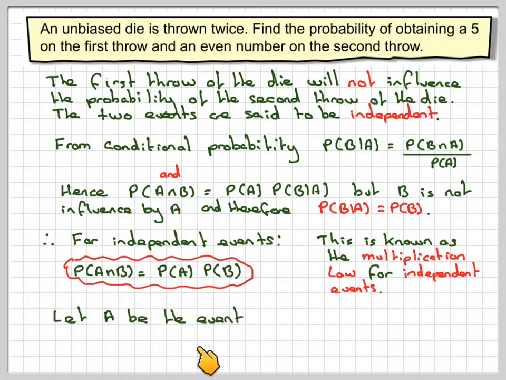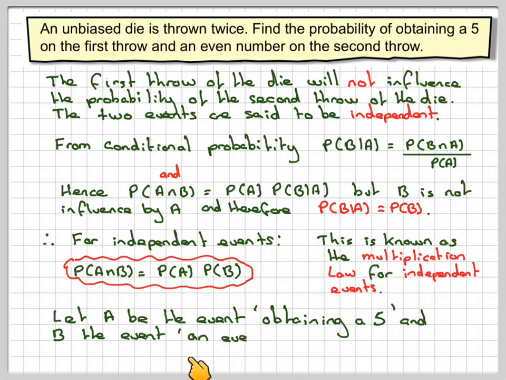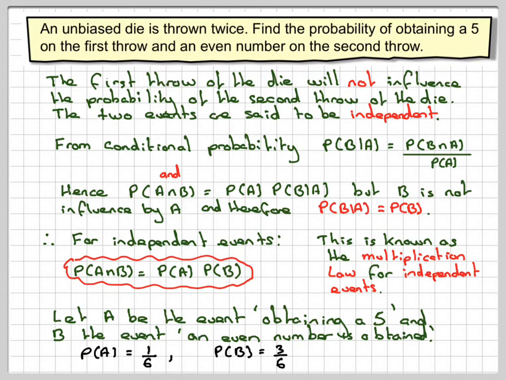So let A be the event obtaining a 5 and B be the event an even number is obtained. Therefore the probability of A is going to be 1/6, because there's one way of getting a 5, and the probability of getting an even number is 3 out of 6, which is equal to 1/2.